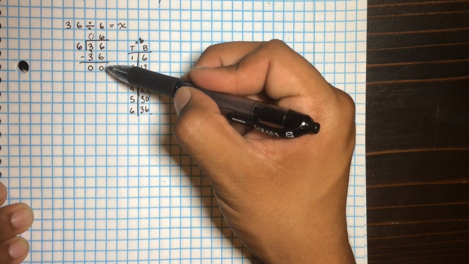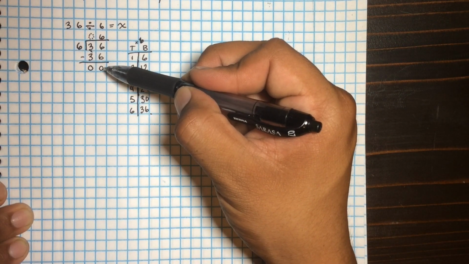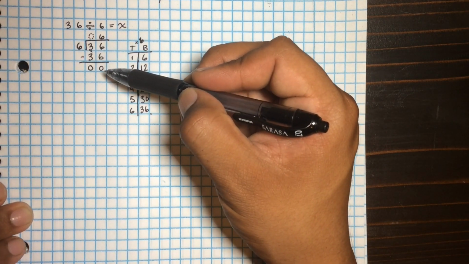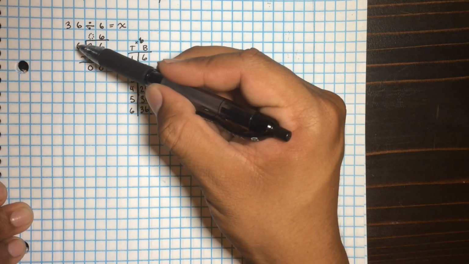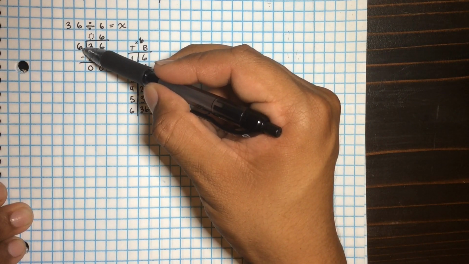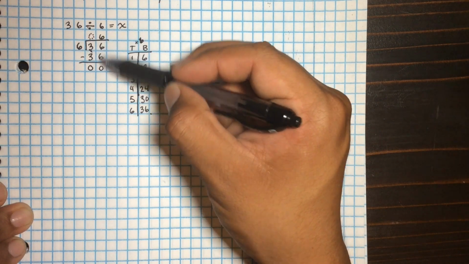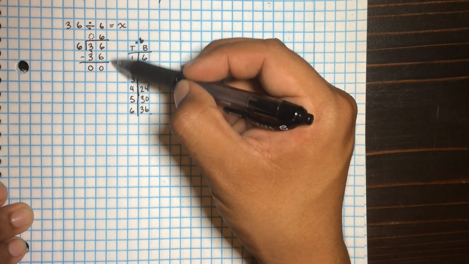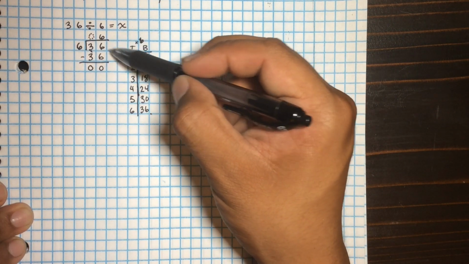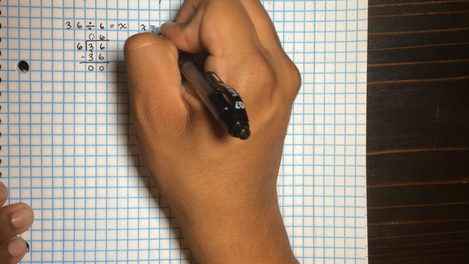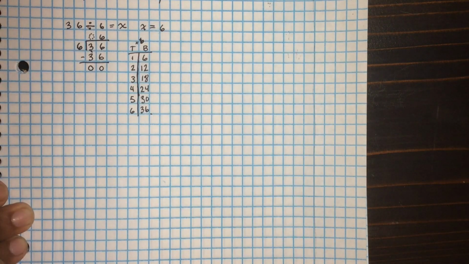I want to get as close as I can to 0, or if I have anything left over, I want it to be less than my divisor, which is 6. In this case, I have actually nothing left. I have no values, no more place values to bring down. So my quotient for this one, x equals 6. Okay? So that's one of them.